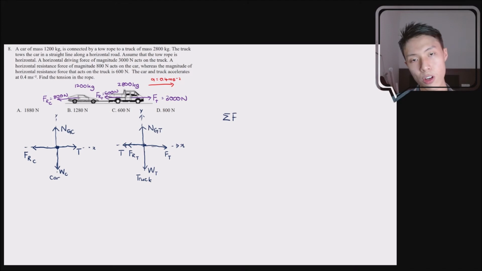So the sum of force in the x dimension for the car should be equal to the mass of the car times the acceleration experienced by the car. So the x dimension here should have tension minus the resistance force experienced by the car, and should be m_c a_c. Okay, this is the equation that we have for now. Then now we can do substitution, I think.